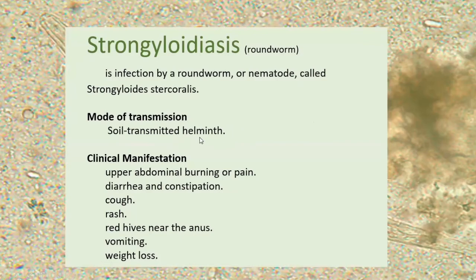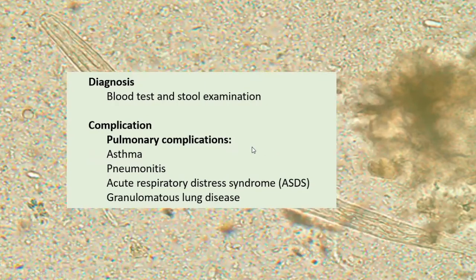or free-living larva. The signs and symptoms are upper abdominal burning or pain, diarrhea and constipation, cough, rash, red hives near the anus, vomiting, and weight loss. The diagnostic exams are blood tests and stool examination, also to check for the presence of the parasite. Complications are pulmonary complications: asthma, pneumonitis, acute respiratory distress syndrome, and granulomatous lung disease.